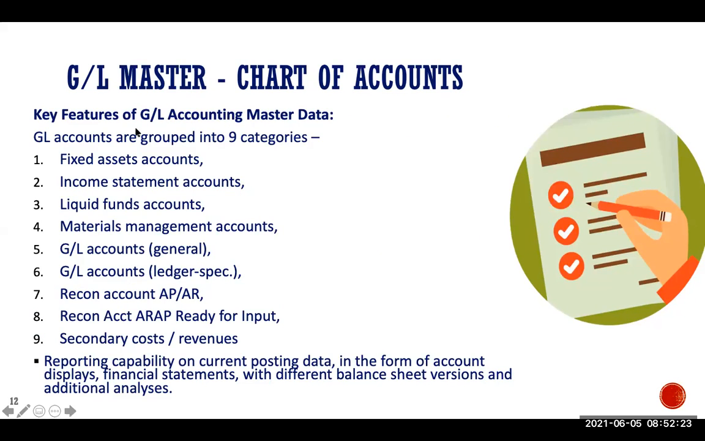So as I told you, there are 9 different groups available when you create the GL accounts. Each group is for a reason. Group 1 is like a fixed assets account. All the GL accounts related to fixed assets, we group under this particular account group. And all the income statement accounts, we group into number 2. Like that, there are different kinds of GL accounts for different purposes. We grouped them as different groupings.